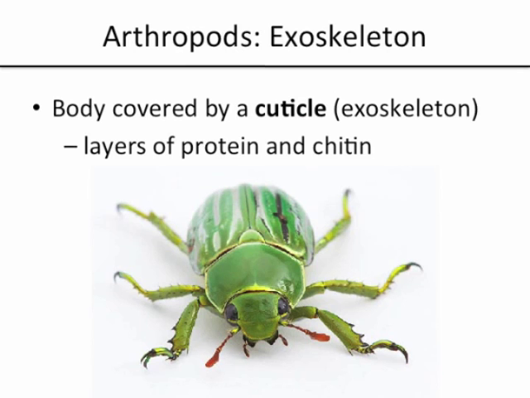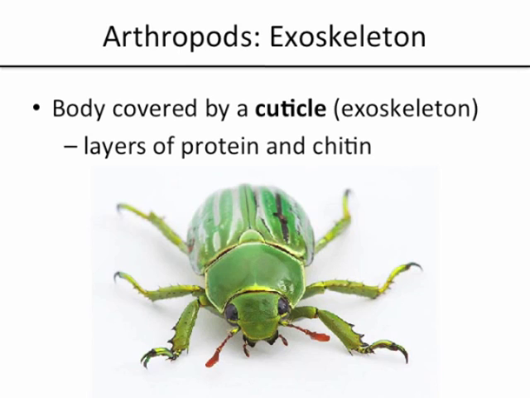All right. One of the big things that you'll probably notice on most arthropods, and arthropods are not all marine, beetles are also arthropods, is the outside exoskeleton or cuticle, which is made of layers of protein and chitin. Chitin is a carbohydrate that is not unique to animals, but it's found in animals, and it's found on the exoskeleton of arthropods.